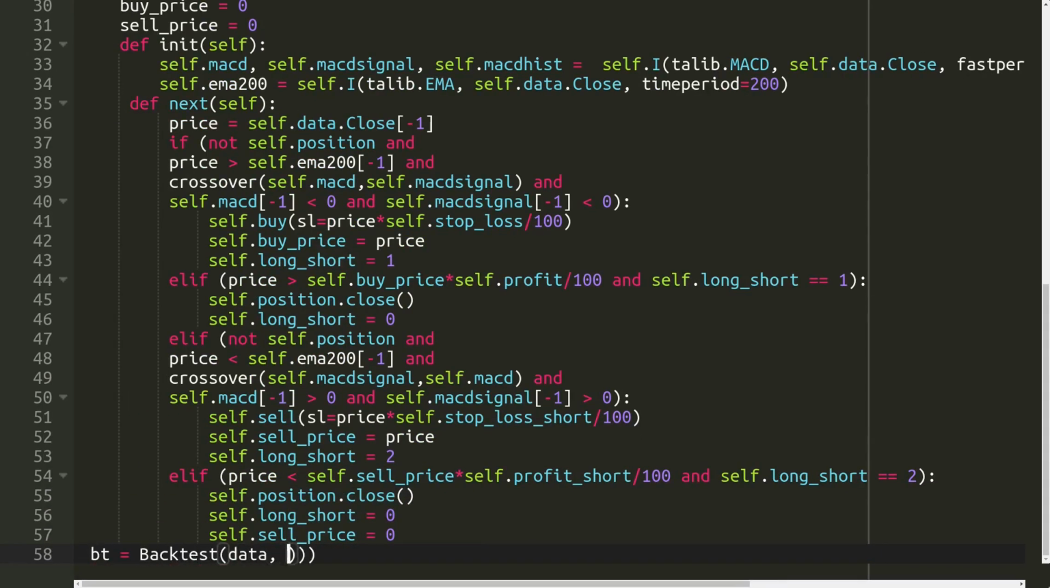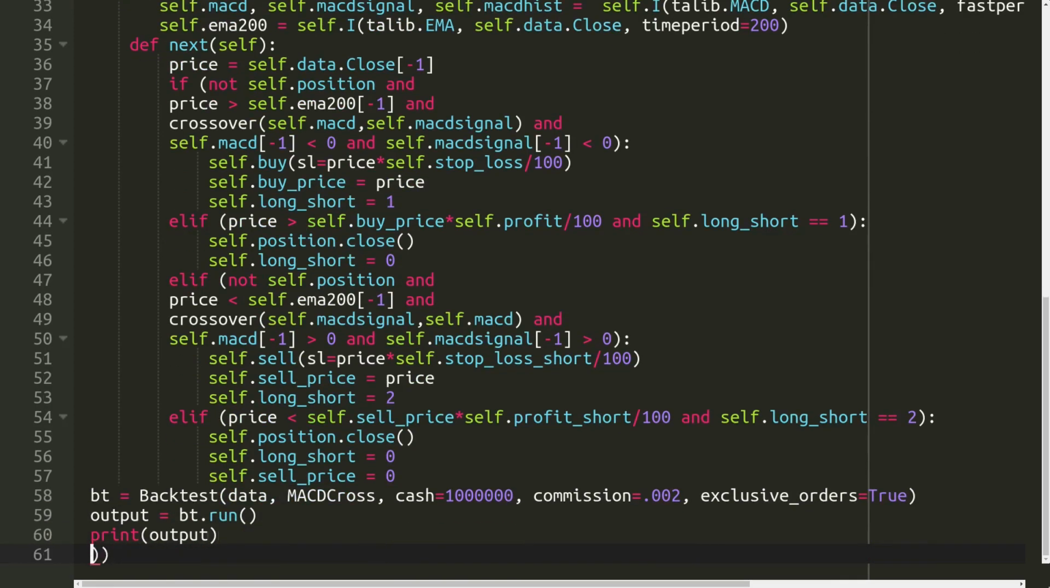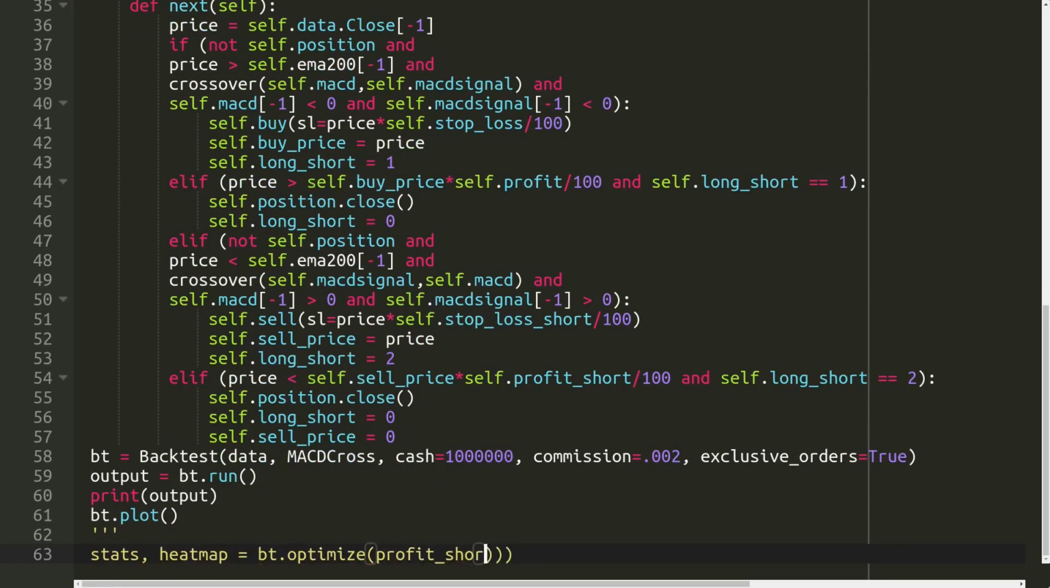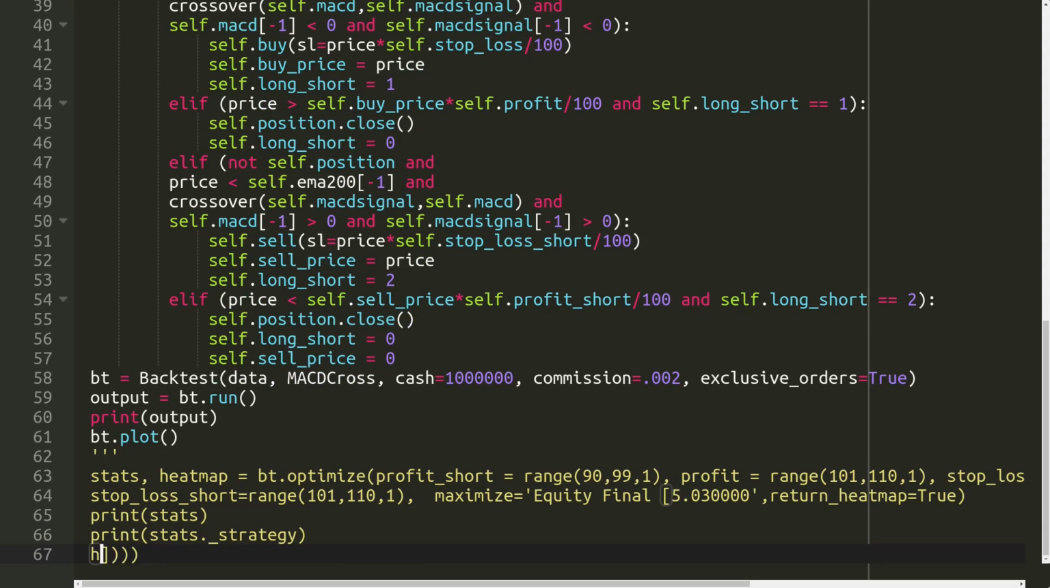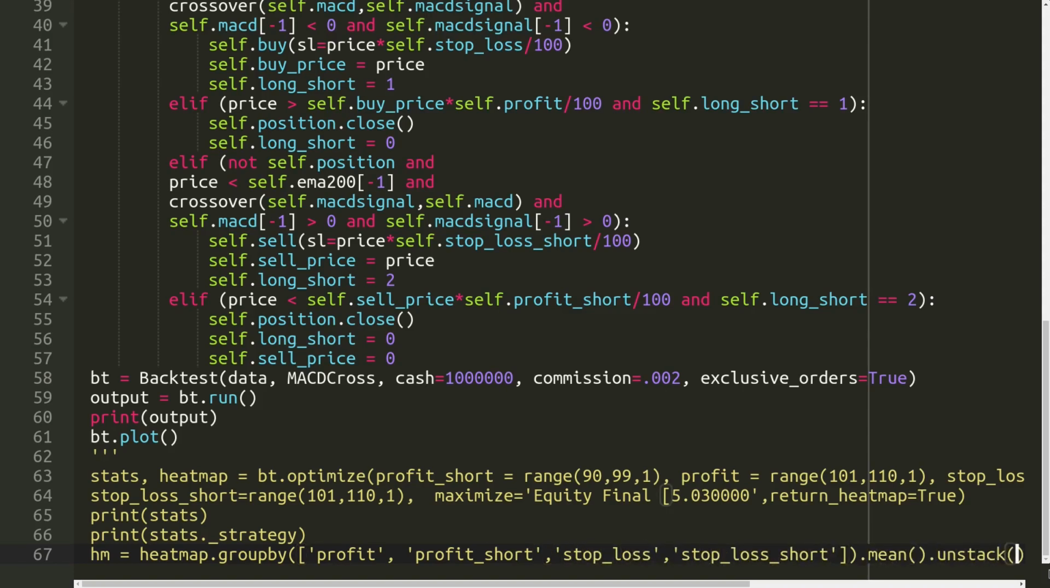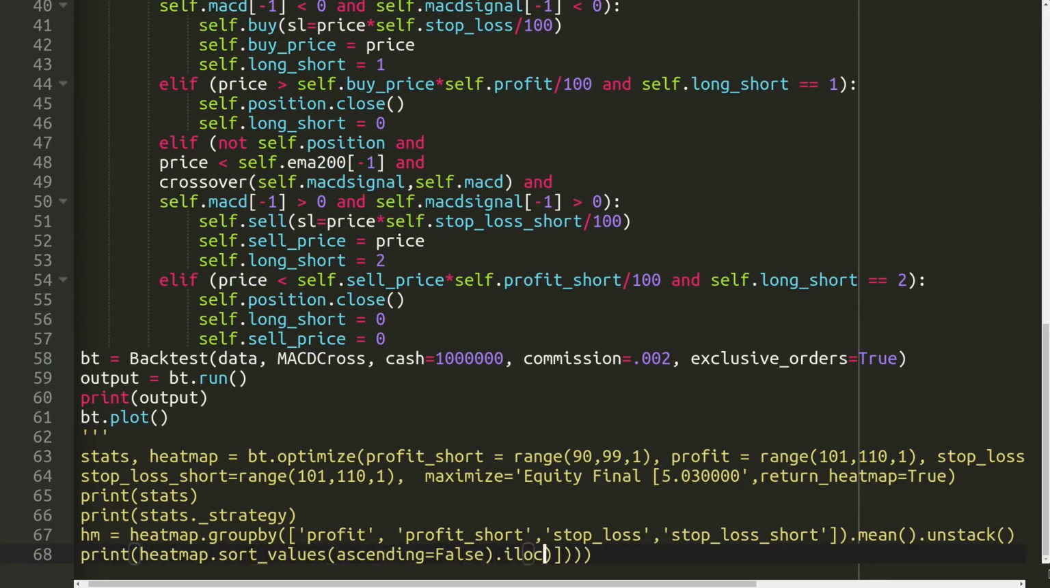Finally, we prepare the backtest with the trading strategy. Then we run the backtest and get the results to the output variable. Then we print the output, see the results and plot the results. Afterwards, we do the optimization. Here, this part is commented out, but you can remove the comments and run the code if you want to do the optimization yourself.